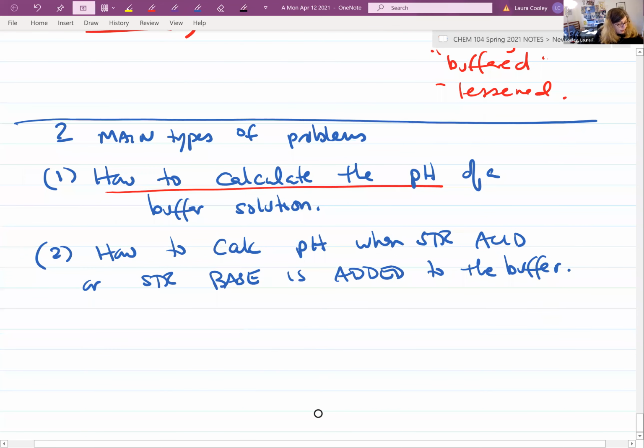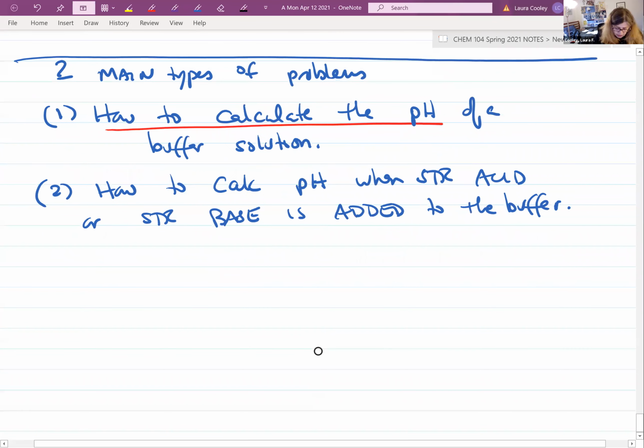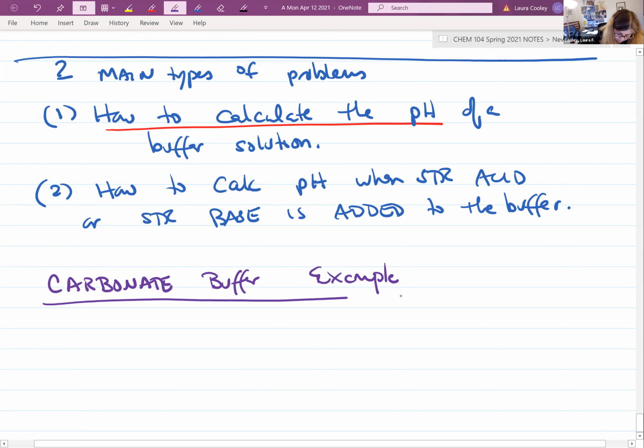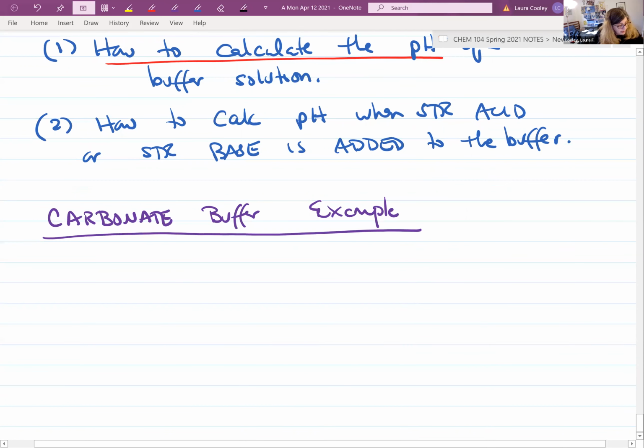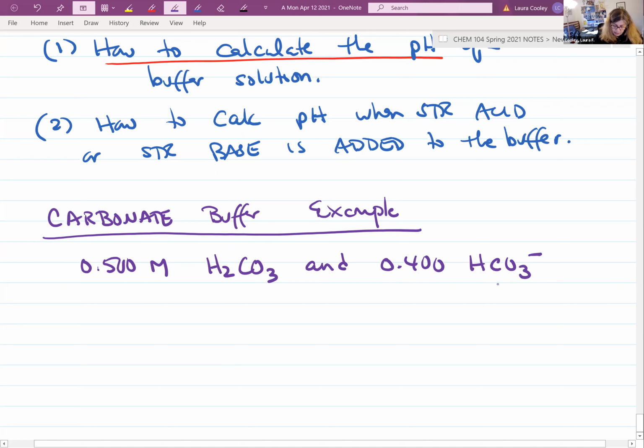Okay. So I'm going to do an example. For my example, I'm going to use the carbonate buffer. Suppose I have a solution that is 0.5 molar carbonic acid. So I add carbonic acid to a beaker, and I also add some sodium bicarbonate, and I end up with 0.4 molar HCO3 minus. So remember, this is the weak acid, and this is the conjugate base.